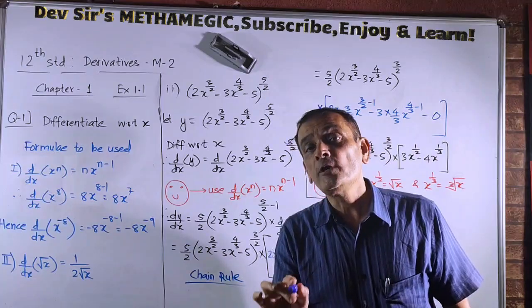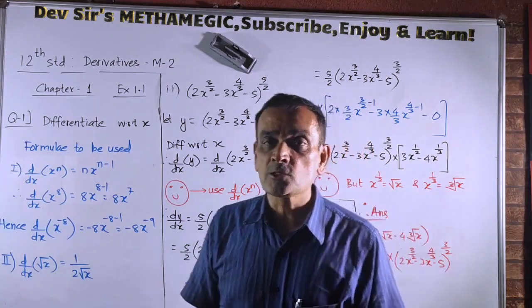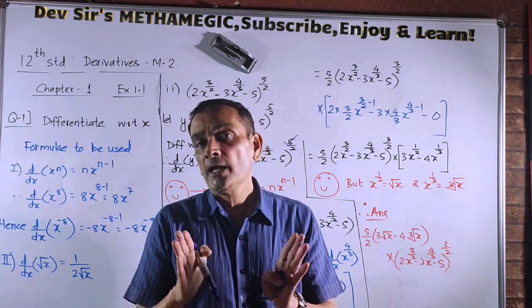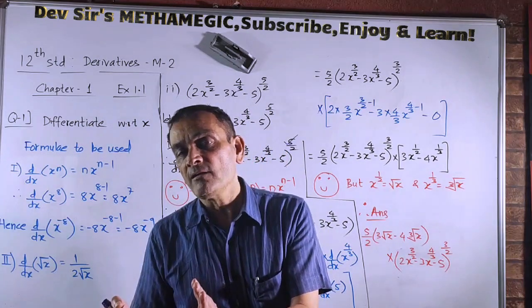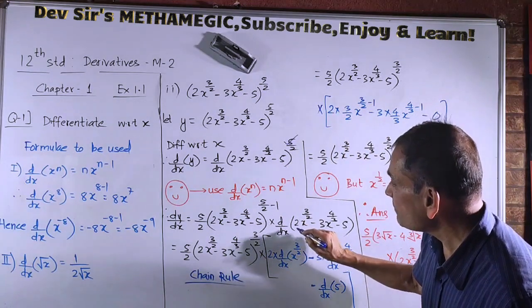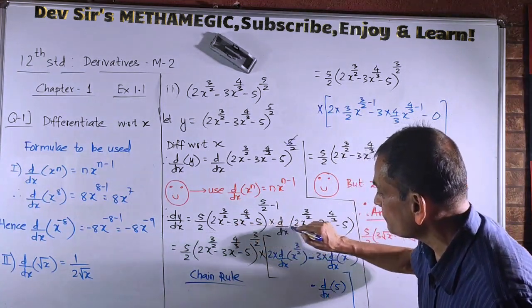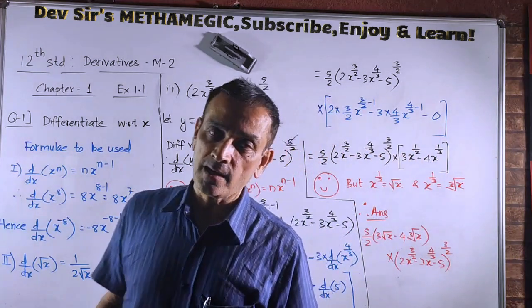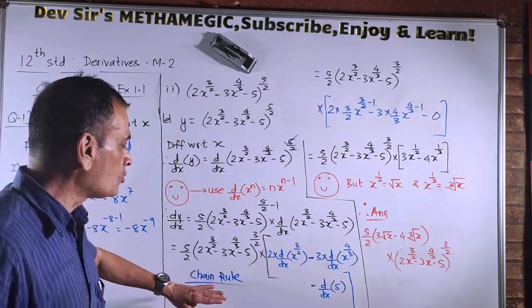And into d by dx of the inner function also. So 11th and 12th standard में ये main फर्क है दोस्तों. बाहर का फंक्शन का डेरिवेटिव लेने के बाद अंदर तक जाना है. So into d by dx of this bracket, we have to take the derivative of that also. Clear? That is called as chain rule.